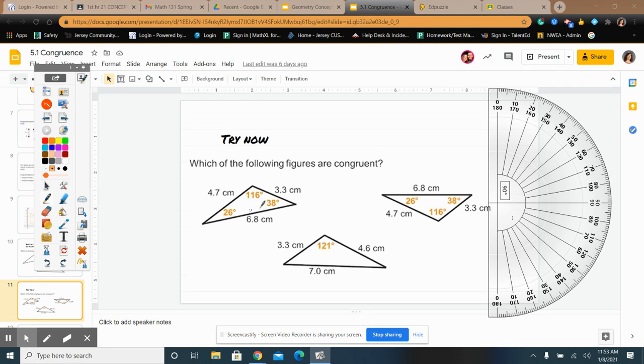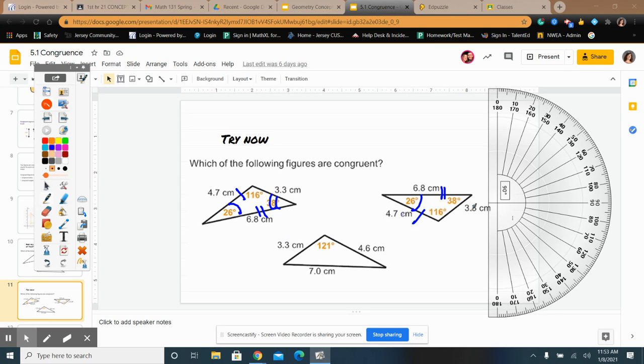A 26. This one has a 26. So let's go ahead and put an arc here and an arc here. This one doesn't have a 26. So I'm not quite sure what these two are, and I don't want to measure. So we'll wait a minute. This says 4.7. This says 4.7. So I can do a tick mark there. A tick mark there. 6.8. That matches 6.8. Let's put 2 on that to make sure we know those are equal.